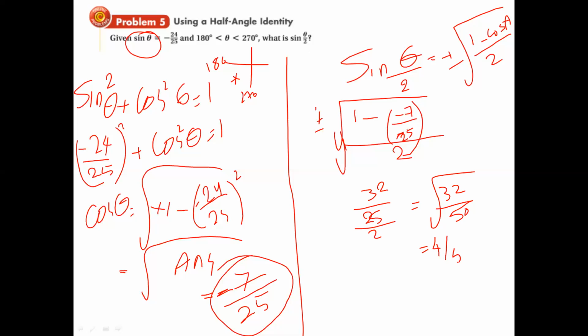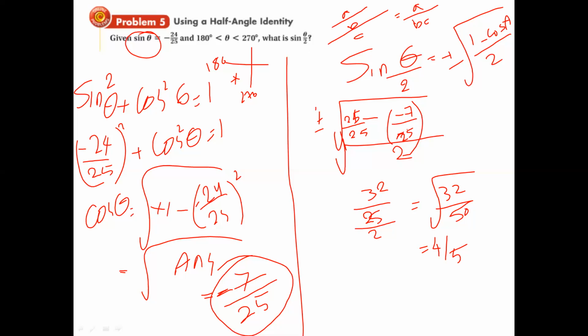Now you ask me why I did it like this. Look here, it is 1 minus negative 7 over 25. This one, it's as if I make it the same denominator, which is 25. 25 plus 7 is 32 over 25, okay, over 2. Then the numerator is 32 and the denominator is 25 times 2. Why? Because if you have A over B over C, it is A over BC. This is a rule. So here it will be square root of 32 over 50, which is 4 over 5.